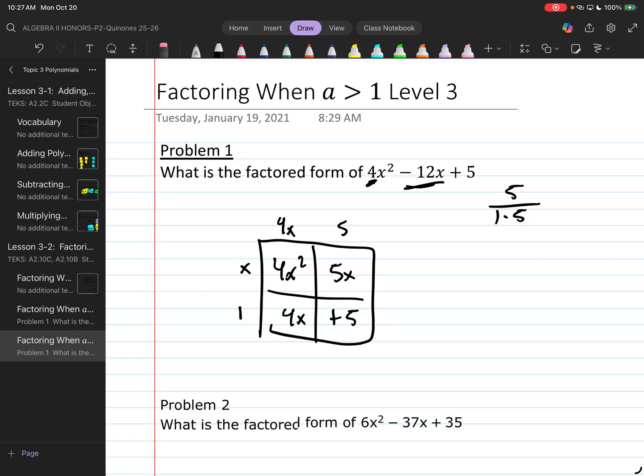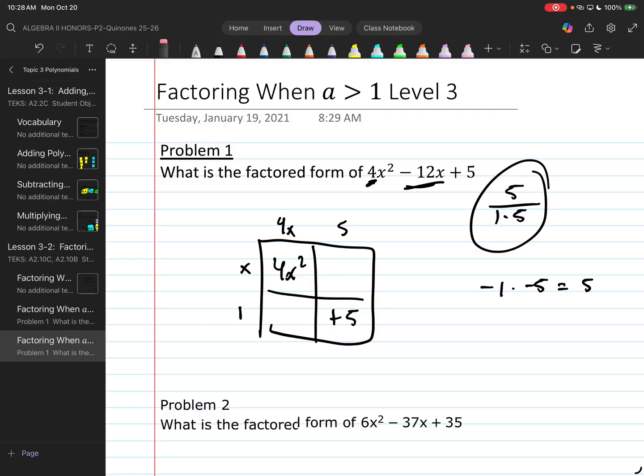Do they add up to give me negative 12x? No, okay. So then maybe I should switch the signs of my factor, because there's a dark side to this, correct? There is another factor pair that multiplies to give me positive 5. What is it? Negative 1 times negative 5. Exactly right. That also gives me positive 5.